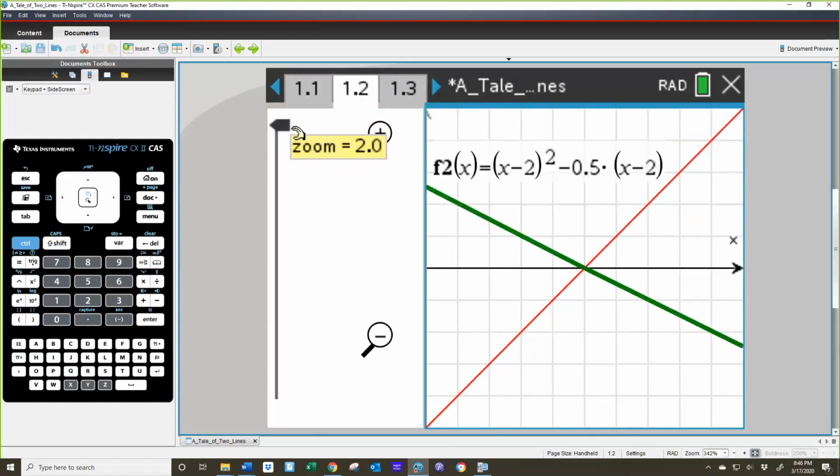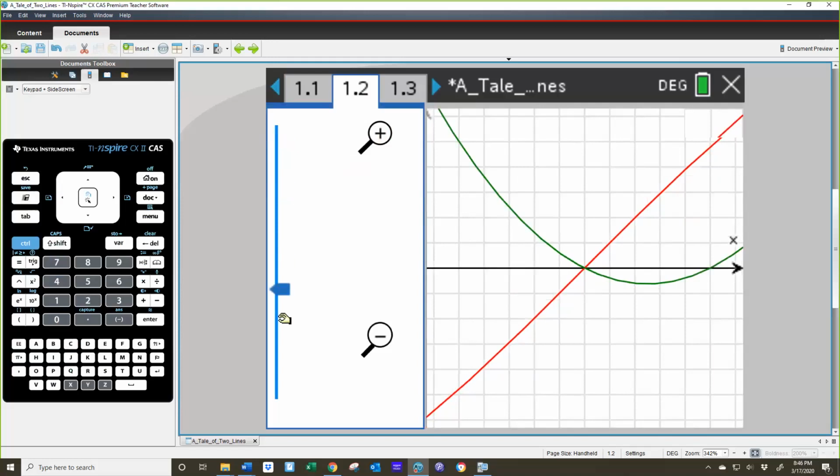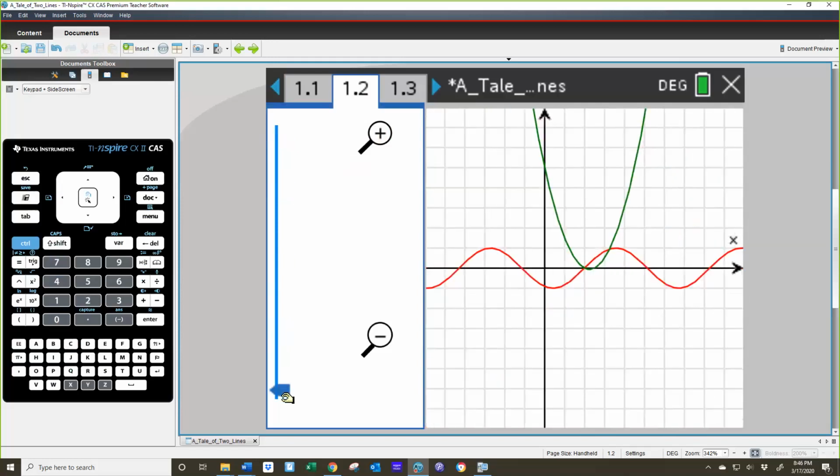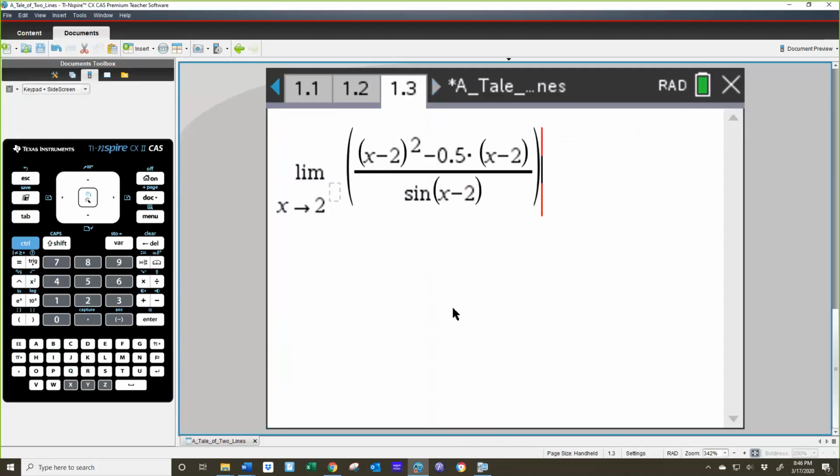The nice feature of A Tale of Two Lines in this case is that your zooming is just this bar that we can drag, and we gradually see our sine function and our parabola. And so we can talk about the same thing. There is a nice guiding paper that you can use with this activity. One of the things that I did want to show you is I set this up as just an extra page. So this is actually the limit we were asking them to find. And if you notice, the limit of the numerator as x approaches 2 would be 0. The limit of the denominator as x approaches 2 would also be 0.